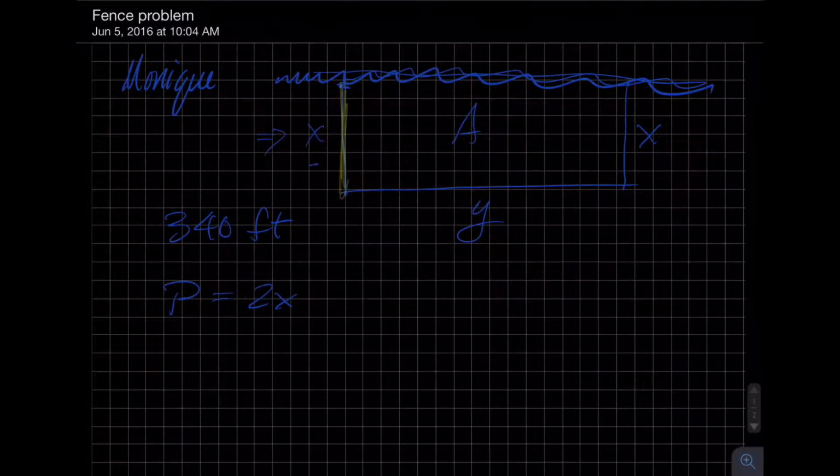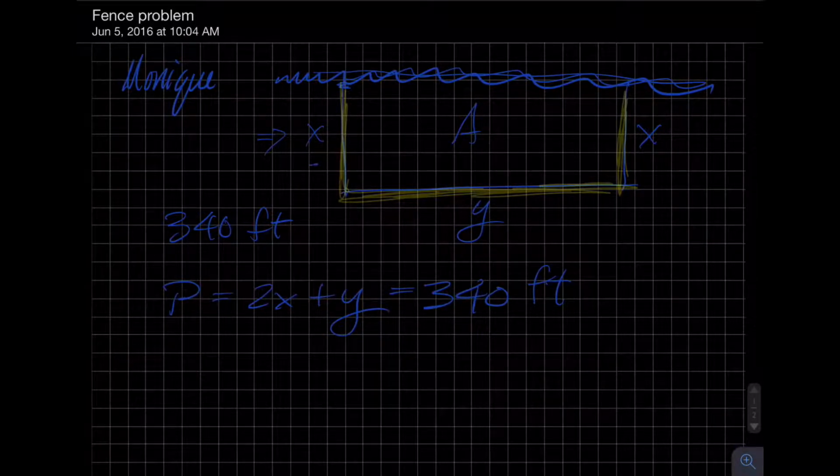But if we're only worried about the portion that's fenced in, highlight this. If we're only concerned about that, then my fenced in area is going to be 2x plus y with regard to the fence that I'm using. And so that perimeter must be equal to the maximum amount of fence, 340 feet.